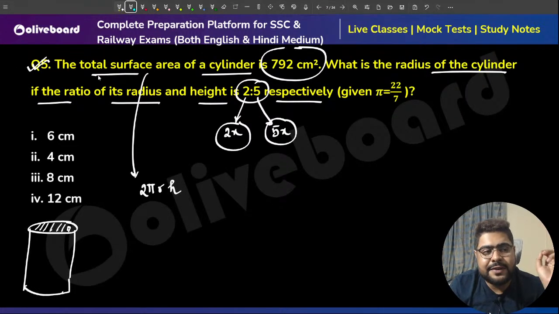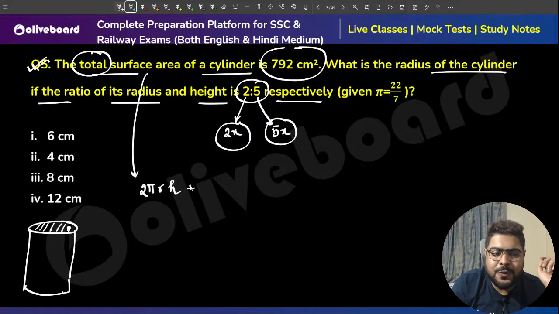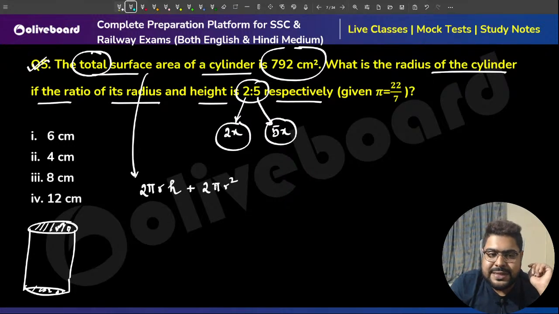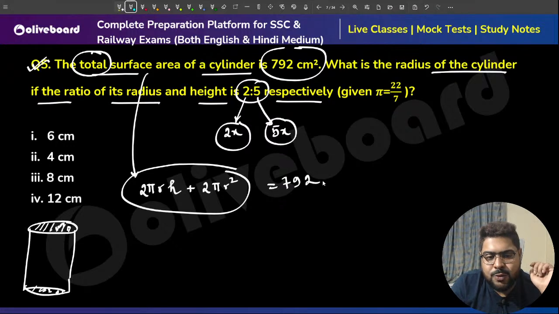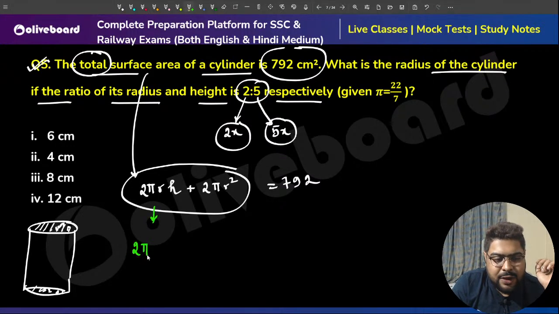But total surface area they are asking. So what do I need to add? I need to add 2 surfaces here and here. That is 2 into pi r square each. Both are circles. So this is your total surface area. That is 792. Do not worry, sir. Sir, I know 2 pi I can take common. Sir, r into h. R is what, sir?